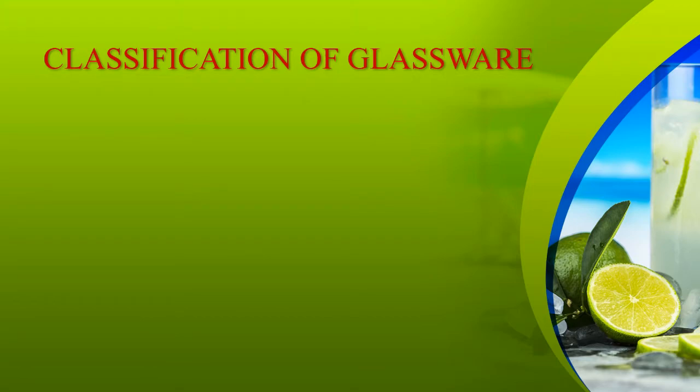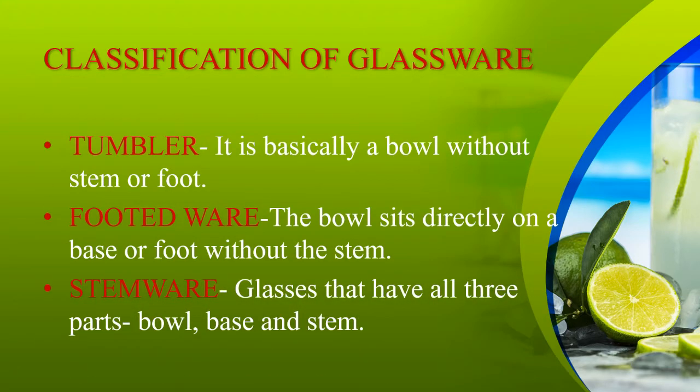Classification of glassware. There are basically three classifications of glassware. The first one is the tumbler. It is basically a bowl without a stem or foot. The next one is called footed ware. The bowl sits directly on a base or foot without a stem. And the third one is stemware, glasses that have all three parts, which include bowl, base and stem.